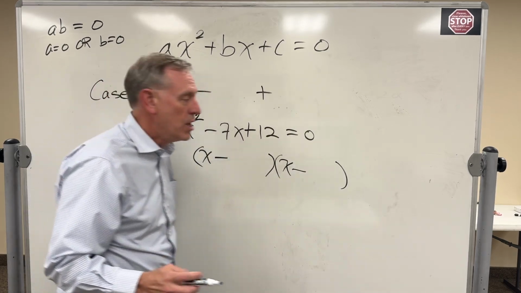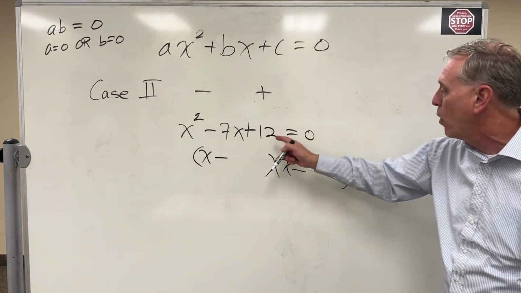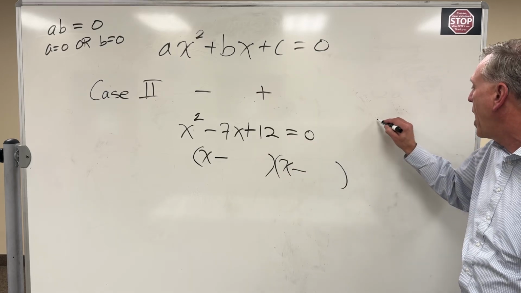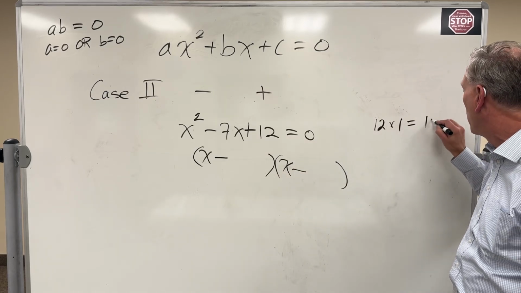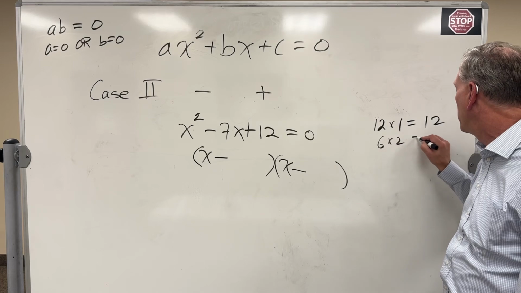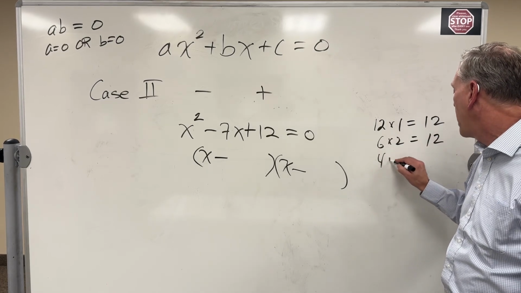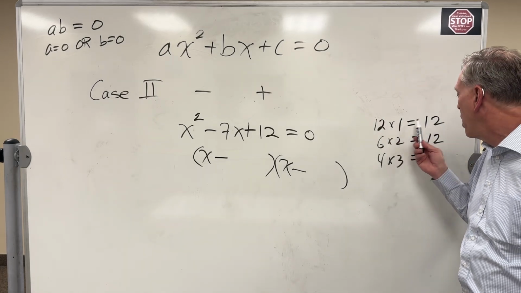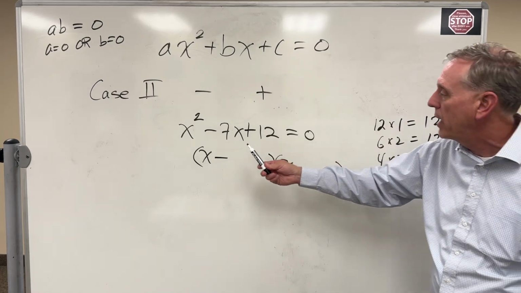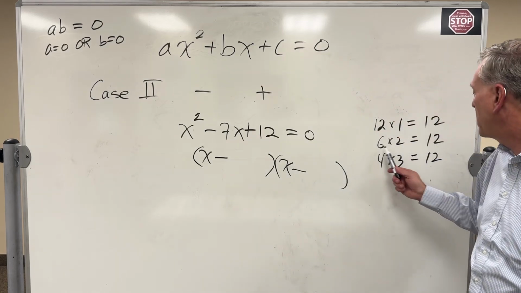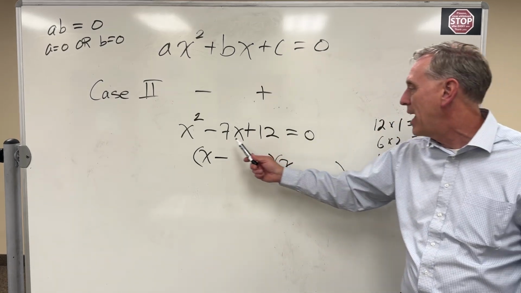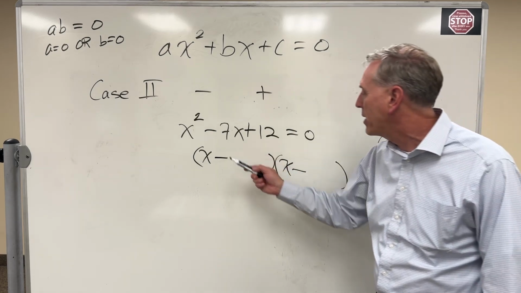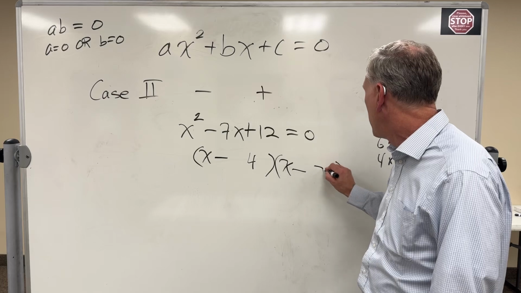So what we're looking for now is two numbers multiplied together that give us 12 that add together to give us 7. So we have 12 times 1 equals 12. We have 6 times 2 is equal to 12. And we have 4 times 3 is equal to 12. So 12 times 1 is 12, but 12 plus 1 is 13. We're looking for 7. 6 times 2 is 12, but 6 plus 2 is 8. 4 times 3 is 12, and 4 plus 3 is in fact 7. So there's our two numbers, 4 and 3.